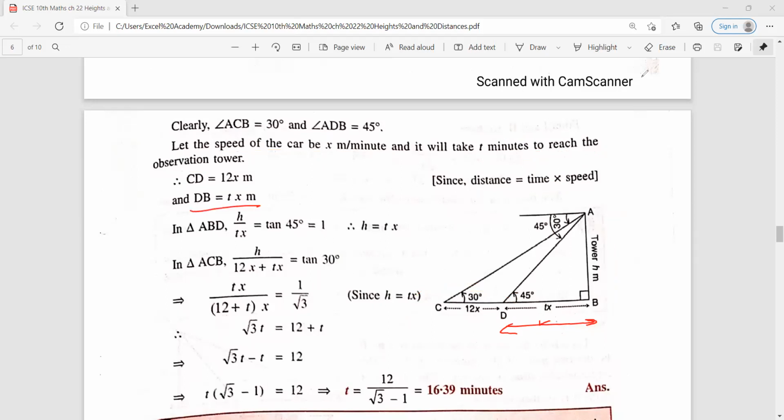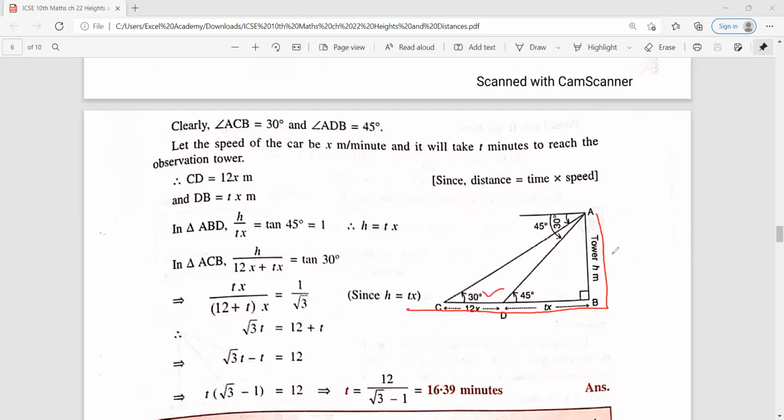Now we will use the smaller triangle ABD in which tan is given. Tan 45 is equal to height of tower AB upon BD. So that is h upon tx is equal to 1. So h is equal to tx. This is a very common thing. By now you must have understood काय चाललंय ते. In larger triangle ABC, right?